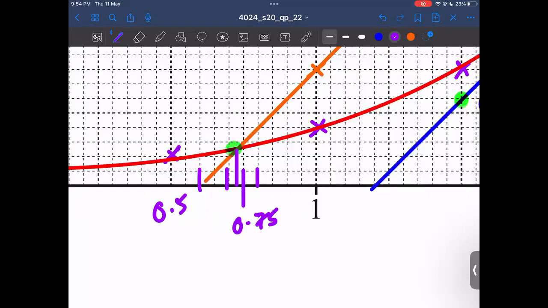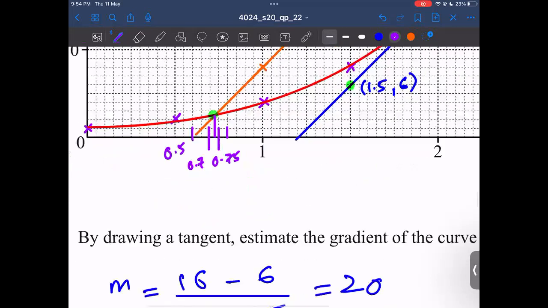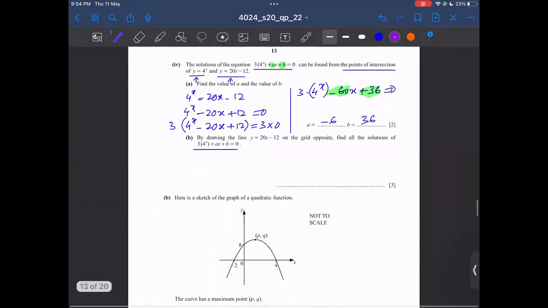So the value is basically between 0.7 and 0.75. So you can just take the mean of these values: 0.7 plus 0.75 divided by 2, you'll get the value 0.725. The first value is 0.725. All right.